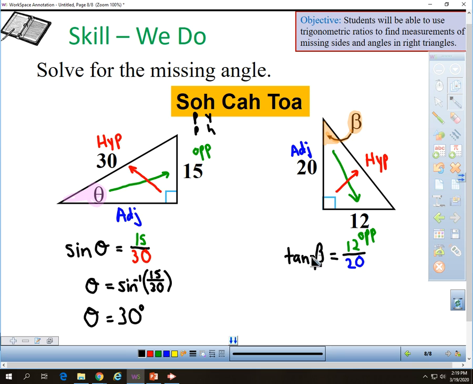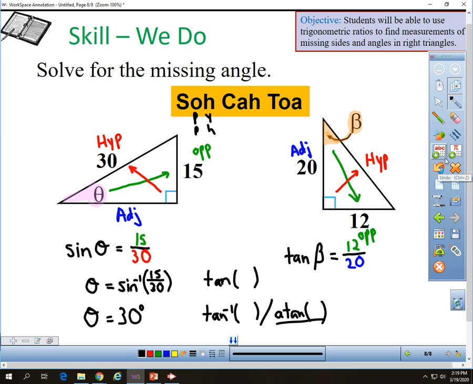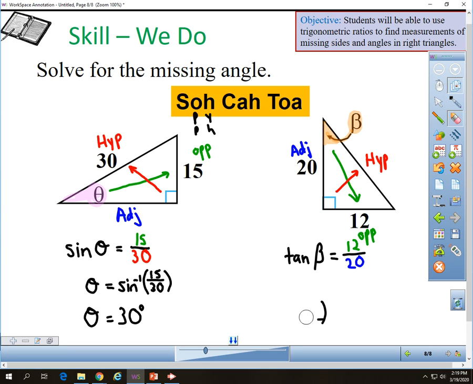We are solving for the angle, so we are going to have to use the inverse function of tangent. So this is the regular function tangent. The inverse would be tangent inverse, or sometimes it is written as arc tangent. The calculator that I use uses arc tangent. I will erase this because I need the space to show you the work.